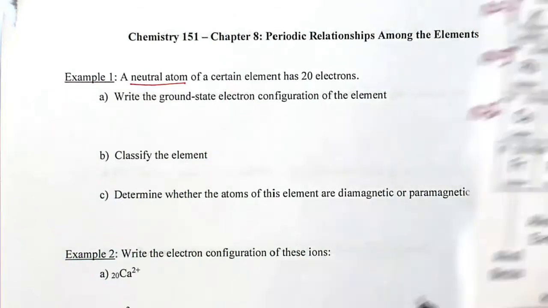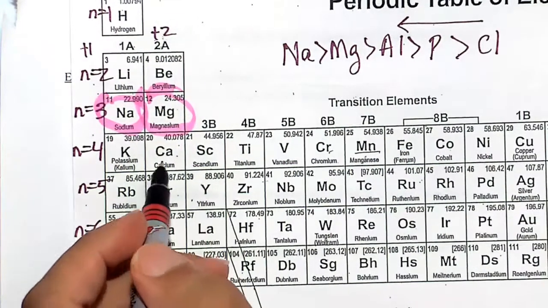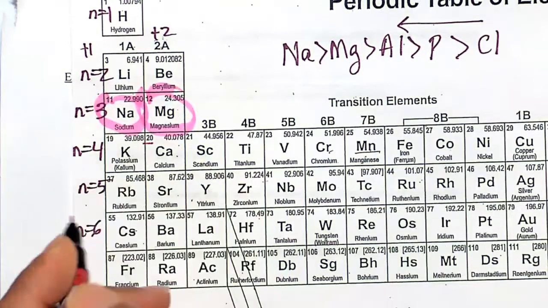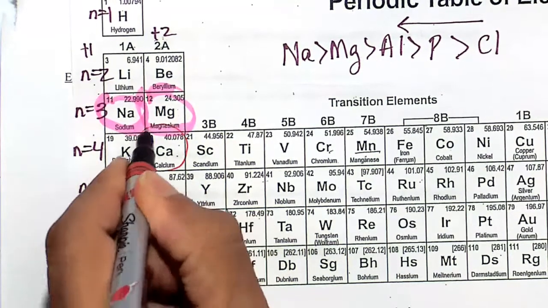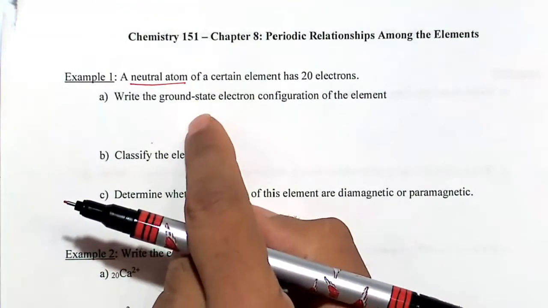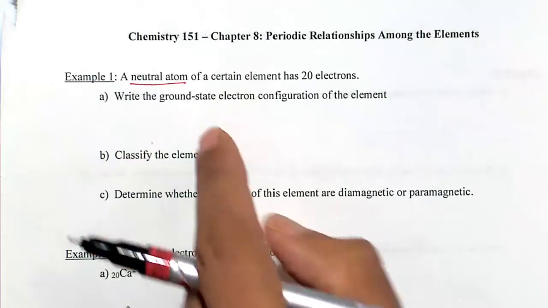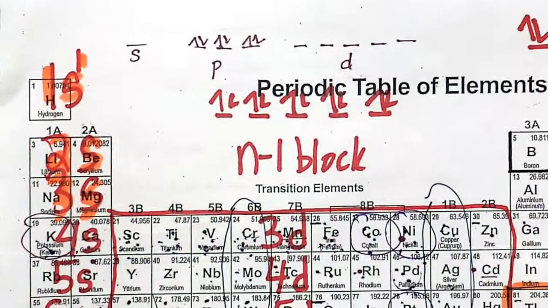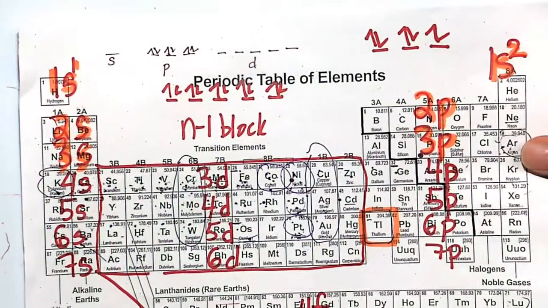20 electrons means, if it's neutral, the number of electrons is equal to the number of protons. So 20 electrons here is going to be calcium. So this is referring to calcium, and it's asking for the ground state electron configuration of calcium. So remember how the electrons will march in for calcium, which is the identity of the element with 20 electrons.